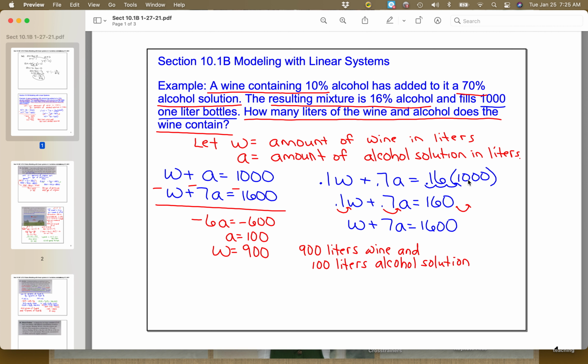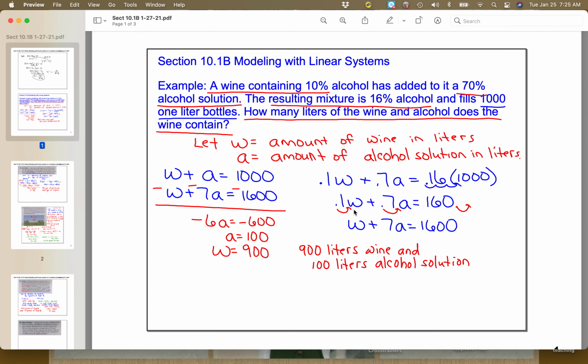I just as easily could have said, instead of the 1,000 here, W plus A. But we already know that W plus A is 1,000. So I put the 1,000 there. Then what I did next, I multiplied 0.16 times 1,000 and got 160.